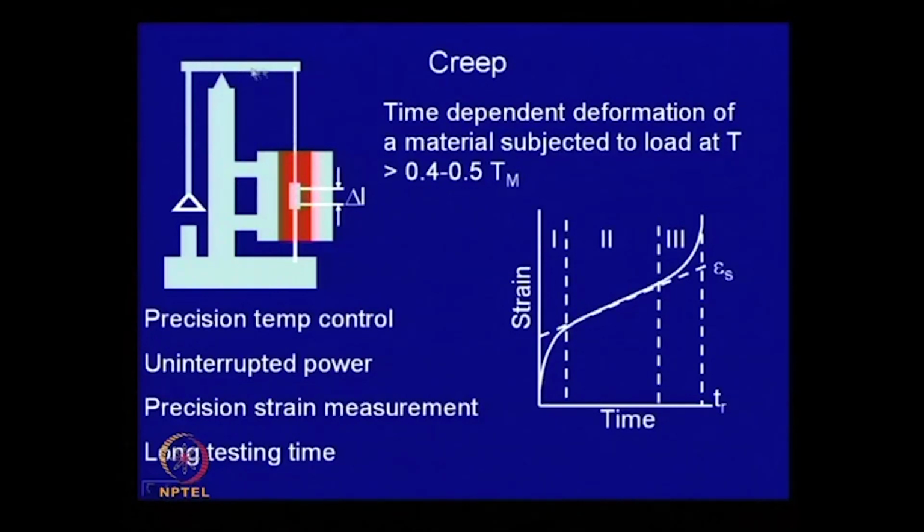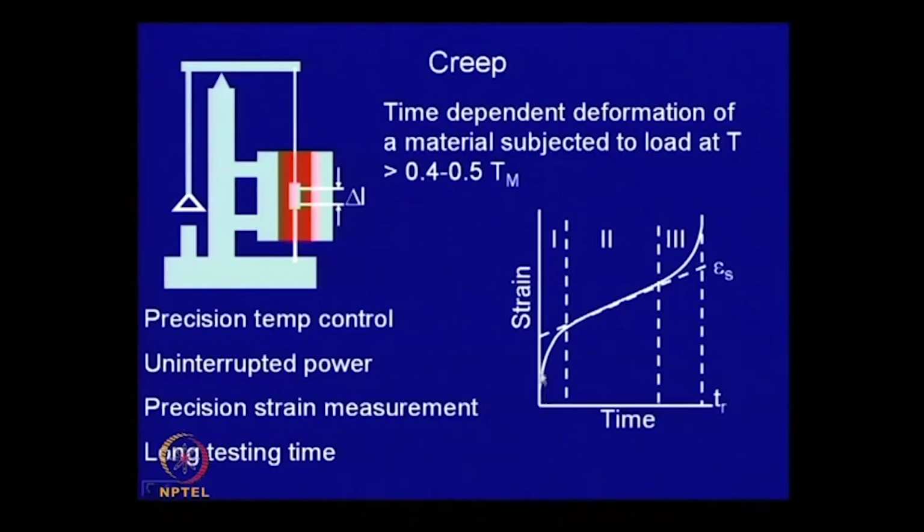There is a lever kind of arrangement. This is the sample. You can fix an extension gauge here and measure the change in length of this test piece, and you can apply the load through the lever. It needs very precise temperature control. So, this is the furnace, and if you measure this strain and plot it as a function of time, you get a plot like this. There are 3 distinct stages. This is stage 1, stage 2, stage 3.